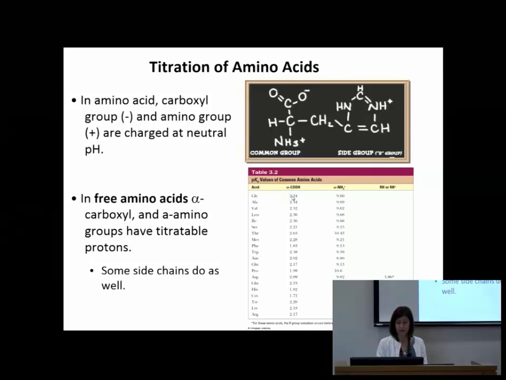Now the amine group. The amine group has a pKa between the high 8s and 10. So at pHs below that, we have the proton on. At this pH, half the group has the proton on, half of it has the proton off. Above it, we have the proton off. It's been ionized.